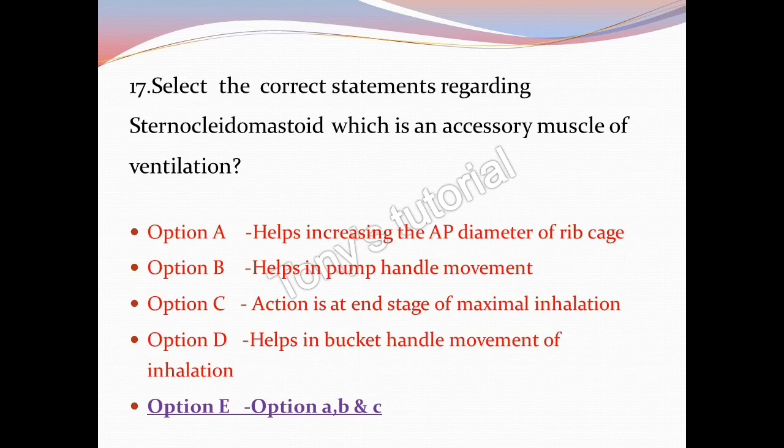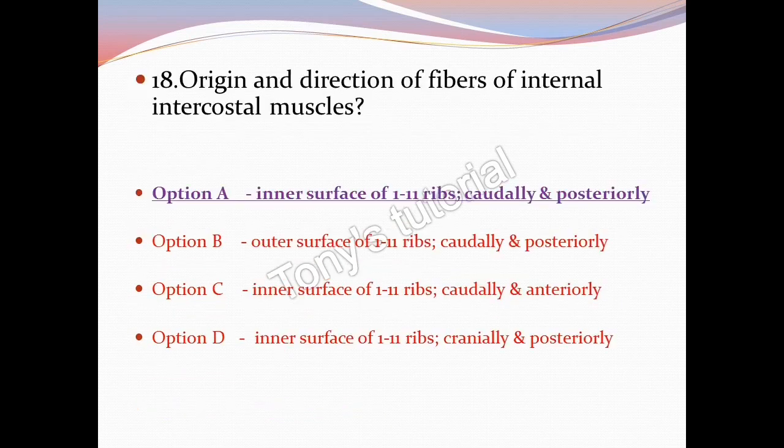Now we are going to see about the sternocleidomastoid. Here what is important is that all the muscles that are attached to our thorax have a role in helping in respiration. So sternocleidomastoid is one such muscle. It helps in increasing the AP diameter. It helps in increasing the pump handle movement, because both these are related, as we discussed earlier. And it helps in the maximal inhalation period. It is active in the end stage of maximal inhalation. So that's option E.